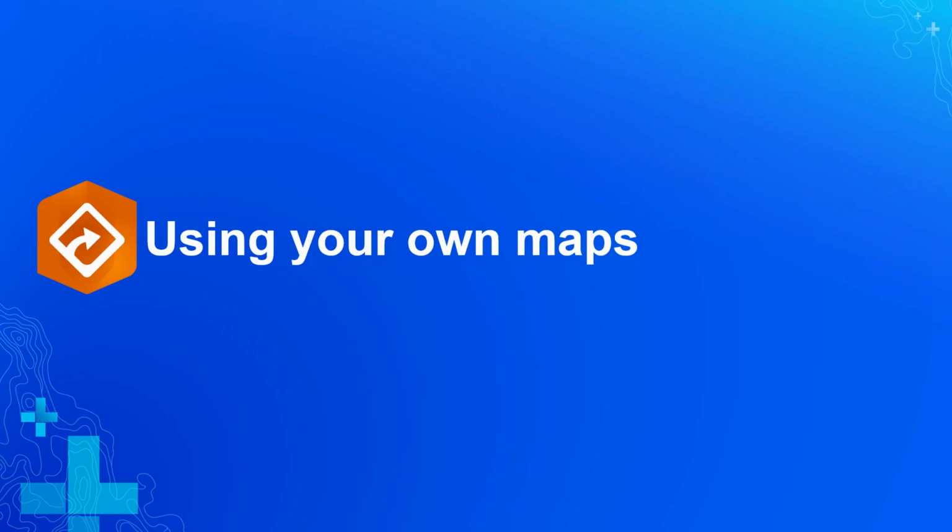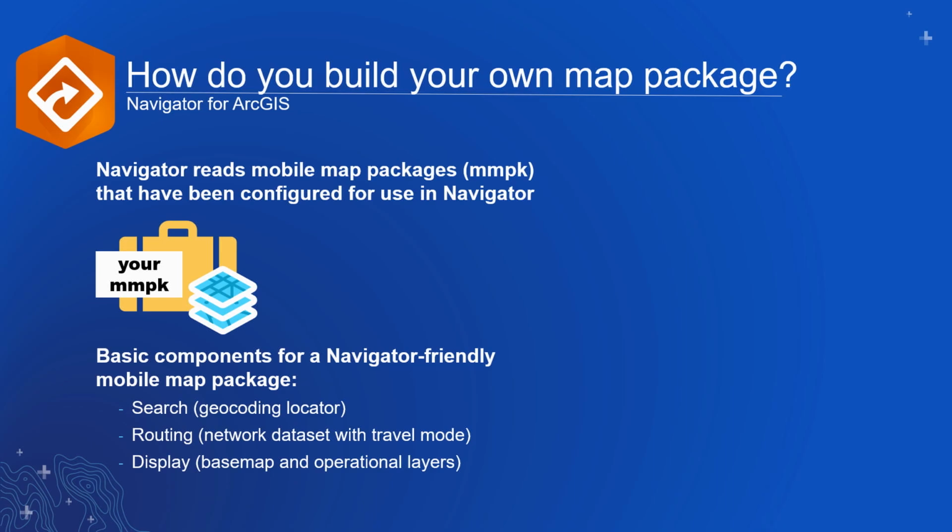Alrighty, so that was mostly around using Esri-provided maps. What you can also do is you can create and use your own maps. So let's talk a little bit more about that. So as mentioned, Navigator reads these things called mobile map packages, and you can configure those mobile map packages. You can use them in other apps. You can use them in things like Explorer, or you can use them here in Navigator.